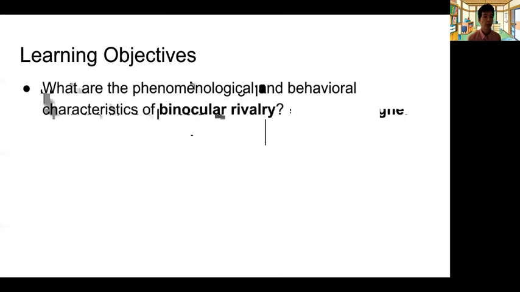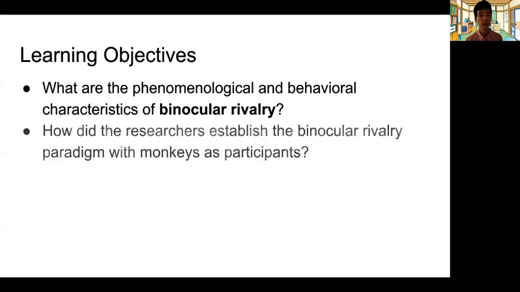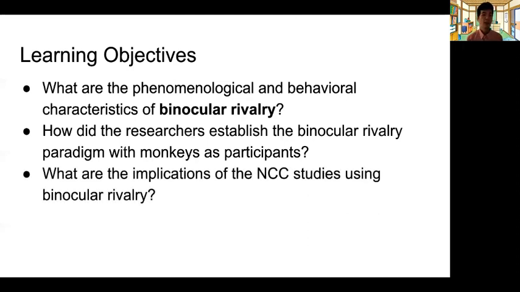And also, what are the phenomenological and behavioral characteristics of binocular rivalry? And how did the researchers establish a binocular rivalry paradigm with monkeys as participants? And what are the implications of the NCC studies using binocular rivalry? And for that matter, The Quest for Consciousness chapter 16 is going to be very useful.